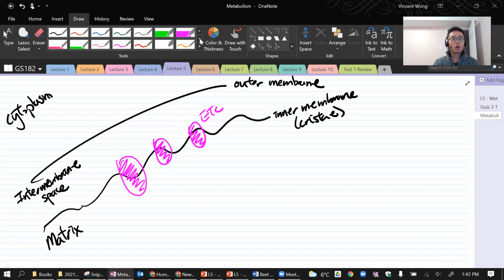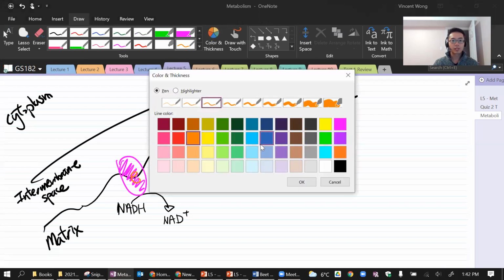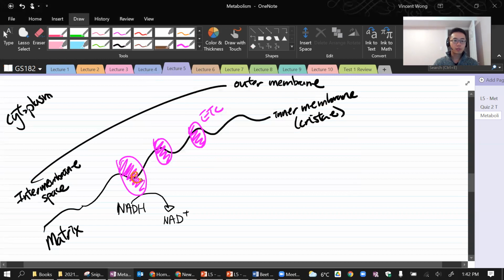So all those NADH that we got, all those FADH2 that we got, ultimately they will come to the ETC. So we have the NADH here. The NADH is going to release the electron, right? Once it releases the electron, it will turn back to NAD+. So the NADH will be oxidized into NAD+. And in the process, I'm going to choose a color that you can actually see, you are going to release the electron.